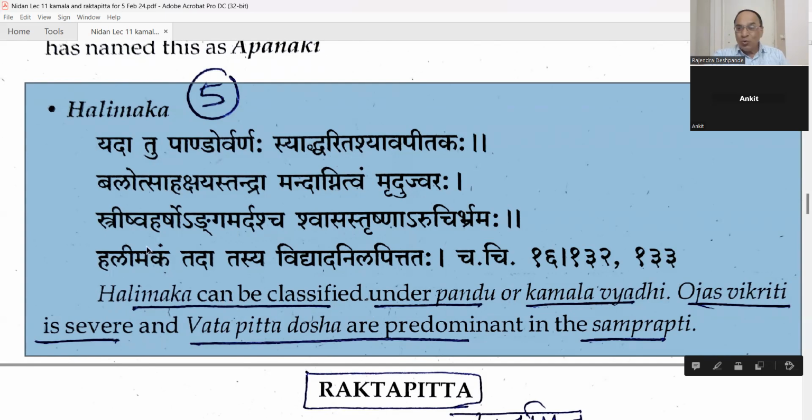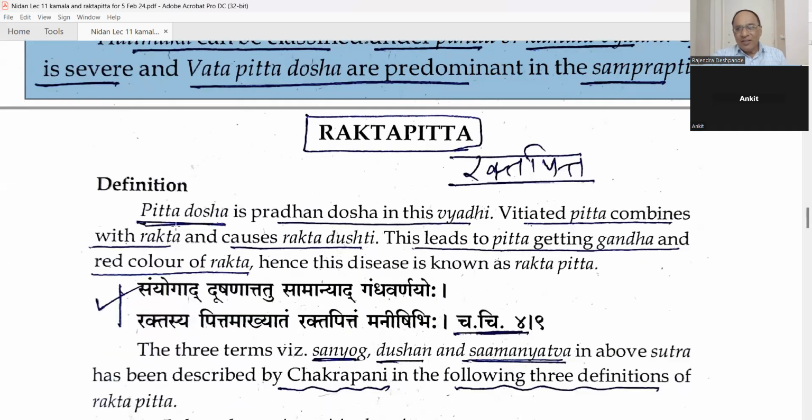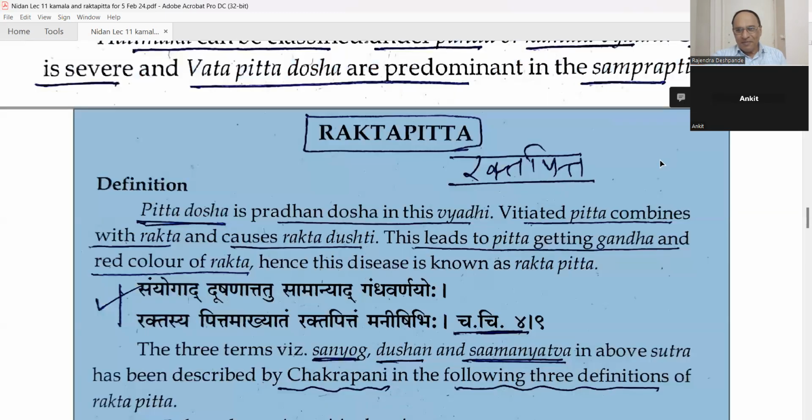So can you see Strishu Aharsho? He is not interested to perform sex. Strishu Aharsho. Very much pain in the body, Angamarda. Breathlessness. Immunity is less. No Oja. This is Halimaka. Okay. Now we will start with another disease, that is Raktapitta.